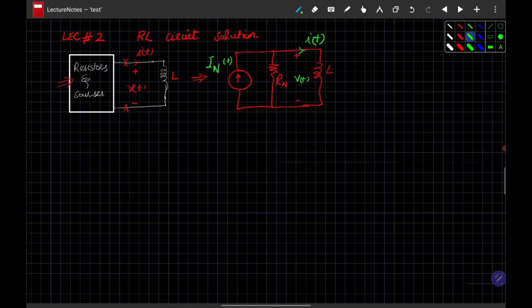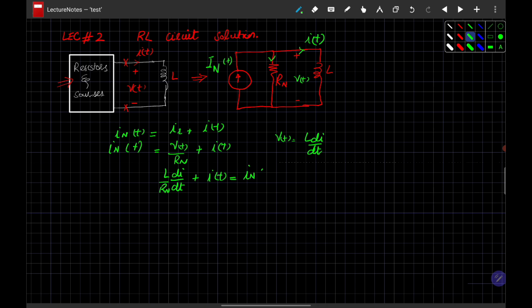How will we solve that? We will write all the currents. So we have In of t equals the current passing through the resistor, that is I of R, plus I of t. As we don't know the value of I of R, we'll write it as Vt by Rn, plus I of t equals the Norton equivalent current, a function of time. As we know, the terminal voltage across the inductor, Vt, equals L di by dt. So our equation becomes L di by dt divided by Rn plus I of t equals I Norton, a function of time. So this is basically a generic form of differential equation that we will solve in future.